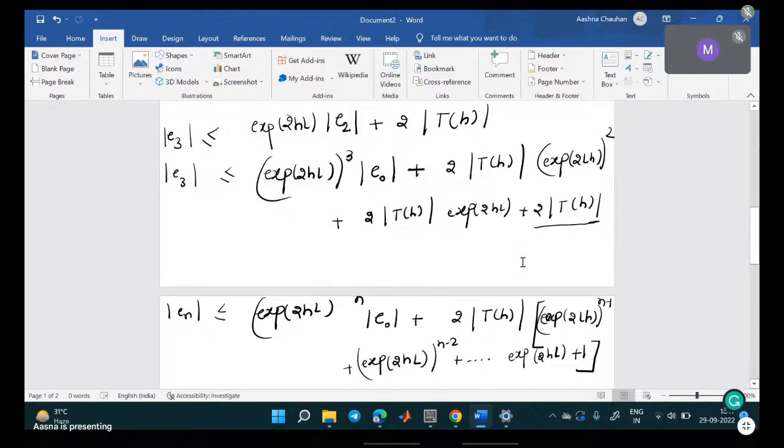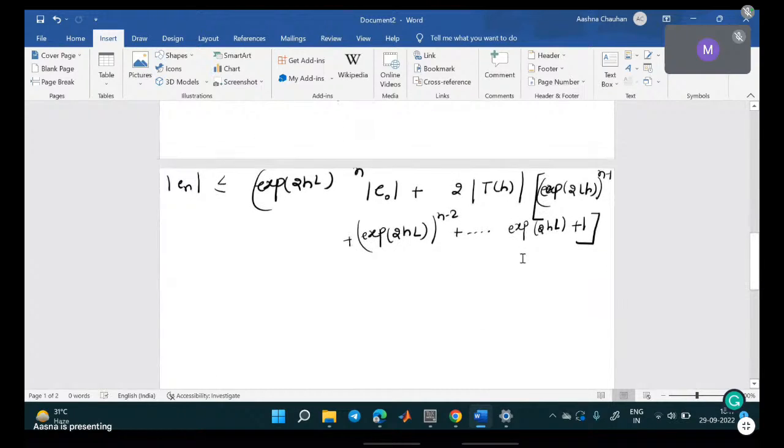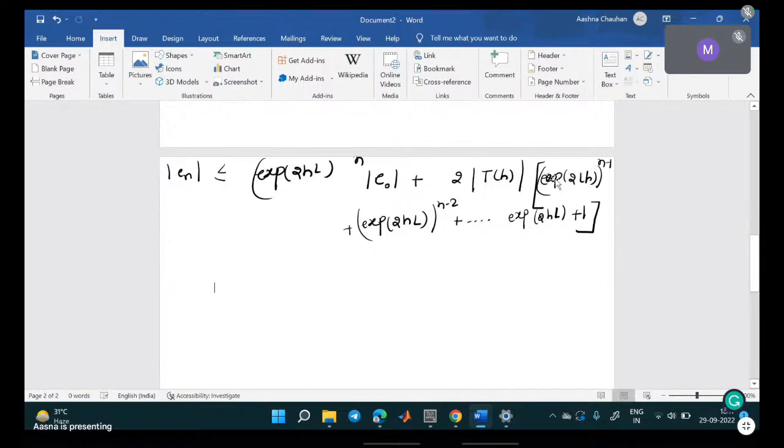If anybody has any problem, please ask how this equation is coming. Please confirm, are you getting my point, how this inequality is coming, how I have taken this 2 mod th as common and the remaining terms are here? Is it okay for all? Yes, ma'am.